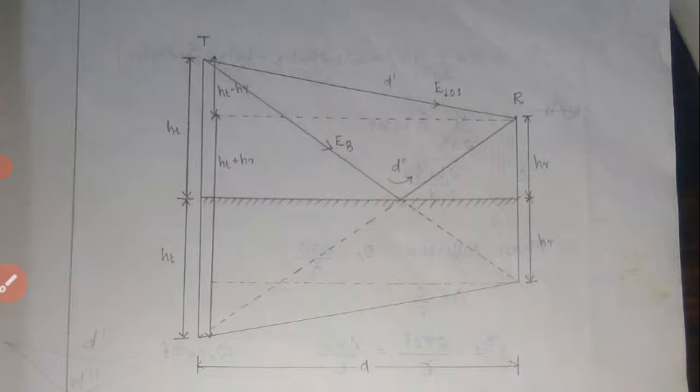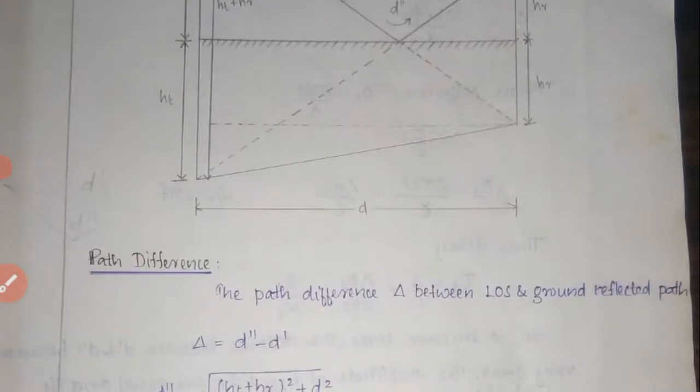So here we are denoting the path difference as del. Del is the difference between the line of sight and the ground reflected path. So del is equal to D double dash minus D dash. What is D double dash? It is the reflected path distance. And D dash is the line of sight path distance between the transmitting antenna and the receiving antenna.